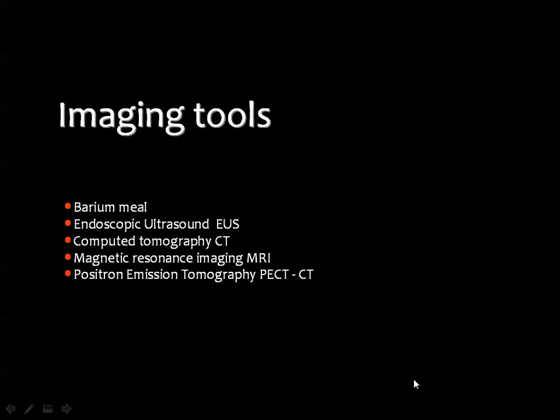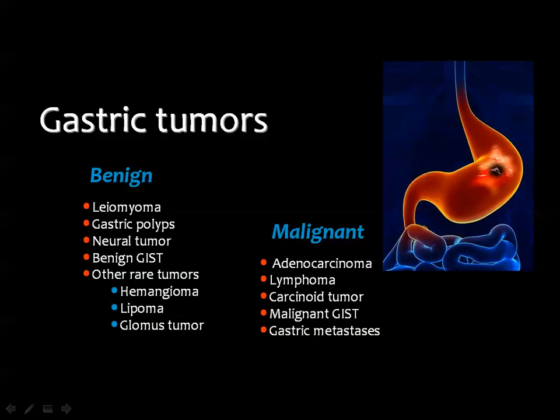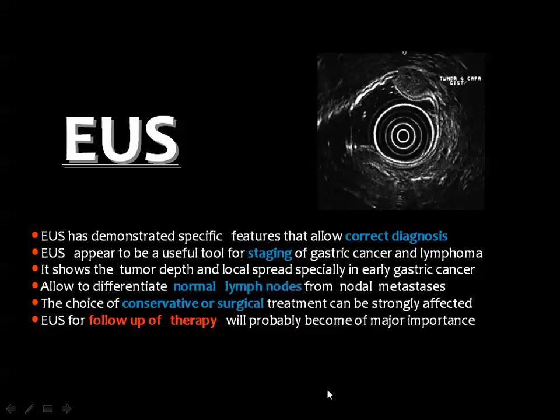We know that the available imaging modalities are almost the same as for the esophagus, including the barium studies, endoscopic ultrasound, CT, MRI, and PET CT. The lesions in the stomach are either benign or malignant. The benign lesions include leiomyoma, polyps, neural tumor, the benign form of GIST, and other relatively rare lesions. Malignant lesions include adenocarcinoma, lymphoma, carcinoid tumor, a malignant form of GIST, and finally gastric metastasis.